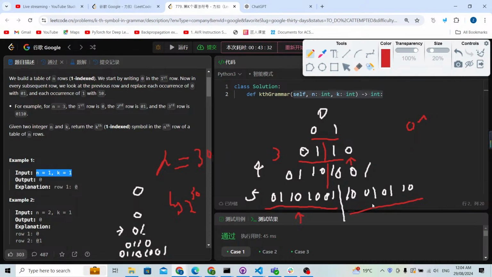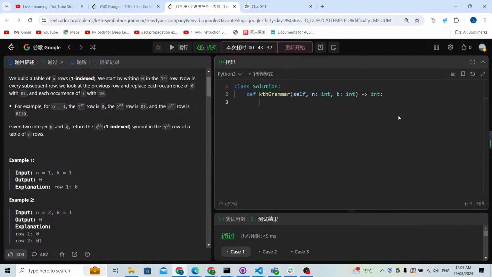So for example, if we find a value which is a 0, so 0 XOR with 1, we're gonna flip it with 1. So it's gonna be 1. And 0 XOR with a 0, it's gonna be 0. So now let's just use this kind of idea to solve the problem.